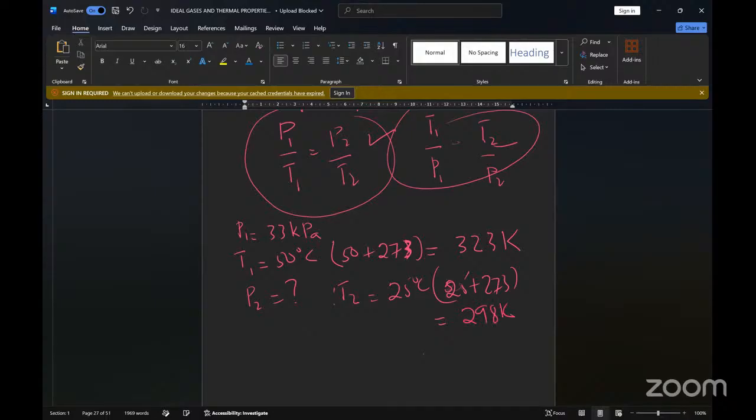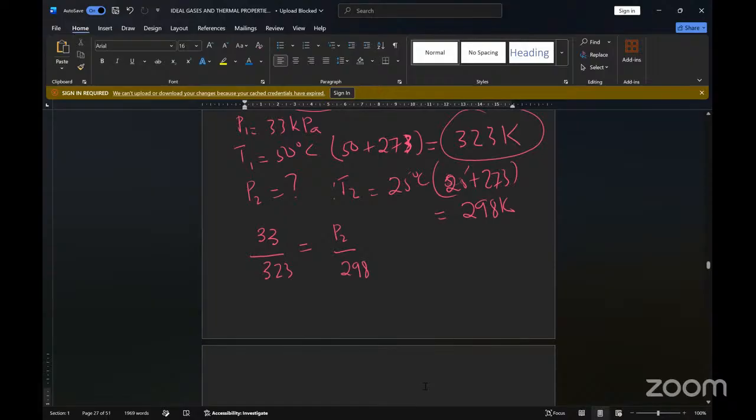So you substitute it. For P1, there's no need to change the pressure into anything as long as the units are the same. So your P1 is going to be 33 kilopascal divided by the temperature, T1 is this one, so you write 323, must be equal to P2. We don't know. That's what we don't know. Divided by the temperature T2. So this is 298.